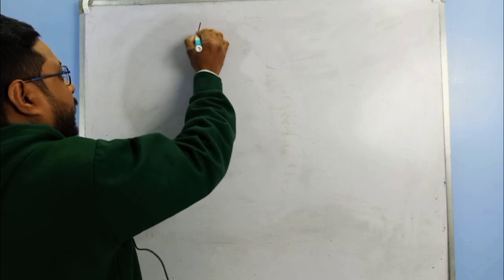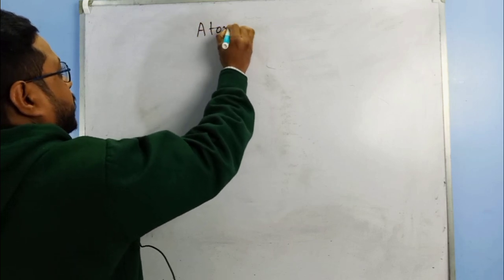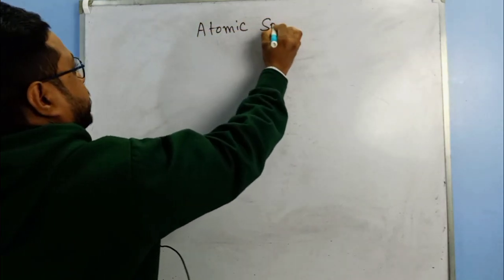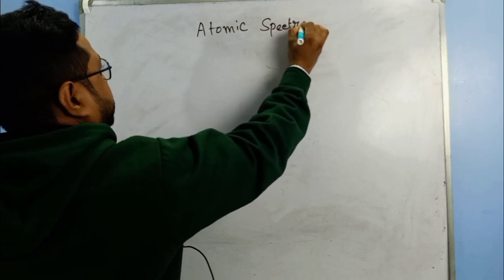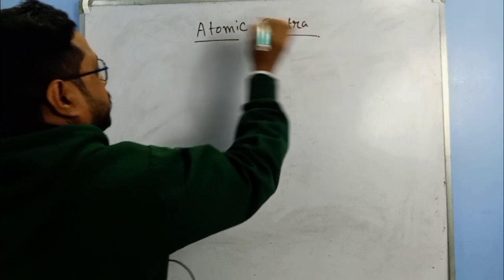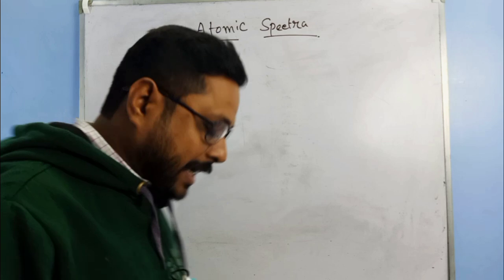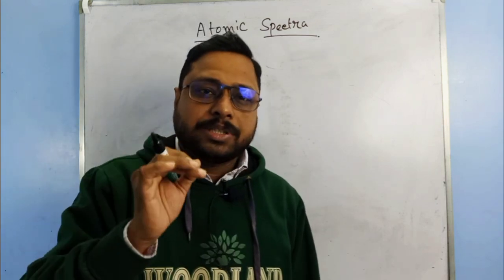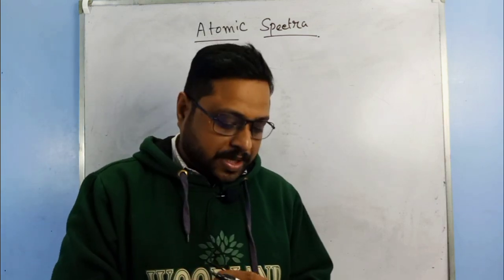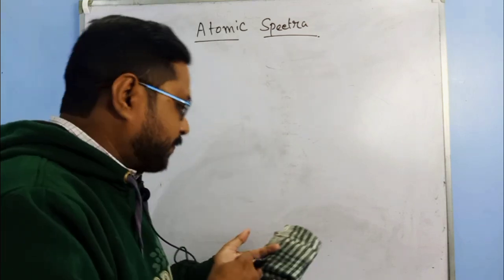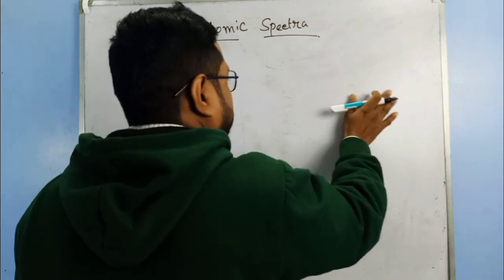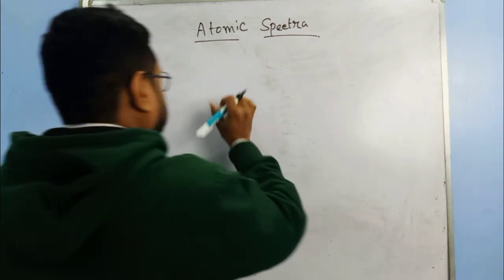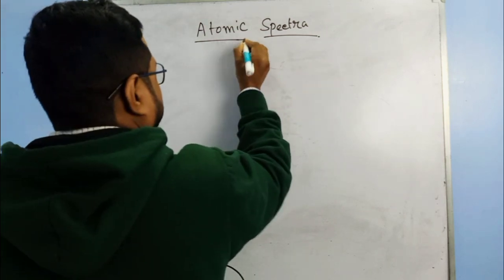Atomic spectra or hydrogen spectra. We shall discuss here only hydrogen spectra because hydrogen is the simplest atom, with one electron in its circular orbit and one proton in its nucleus. So it is the simplest form.